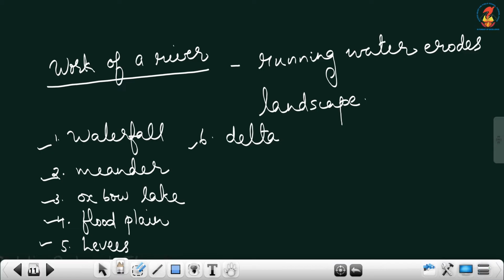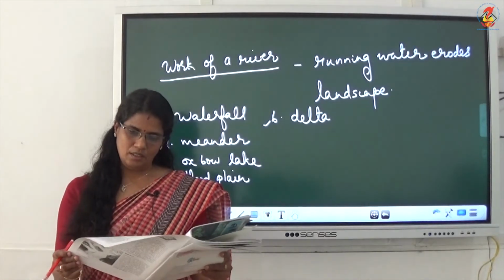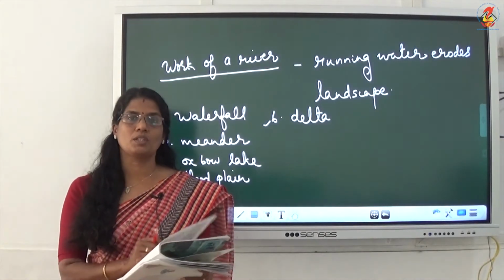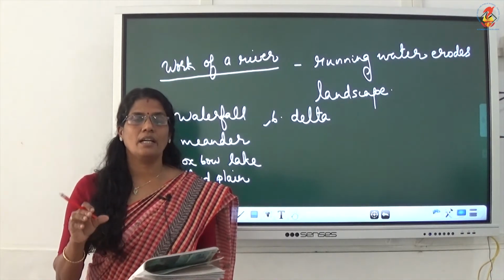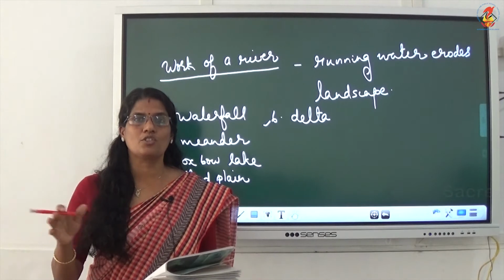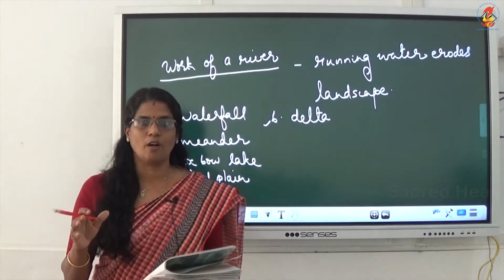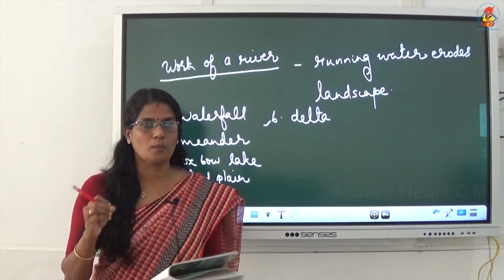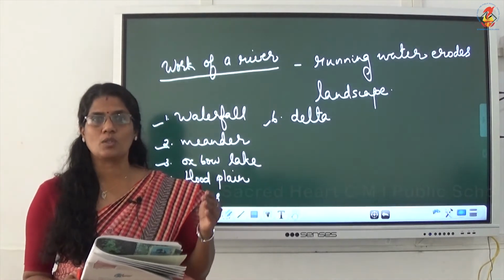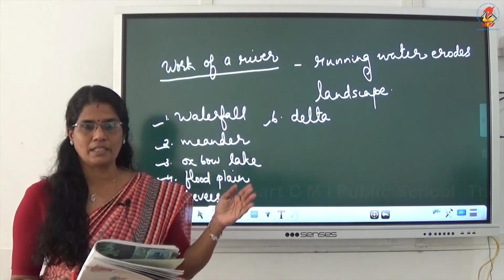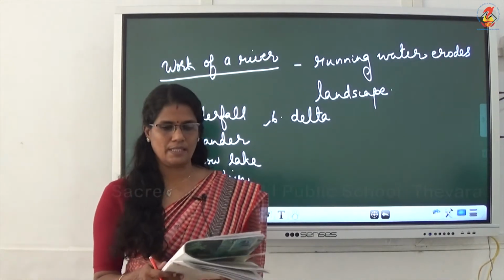Delta. When the river approaches the sea, the speed of the river decreases, and a number of streams or distributaries, small branches of the river, form, and each branch has its own mouth. Here, when the river slows down, it deposits the sediments that it carries. This is known as a delta.